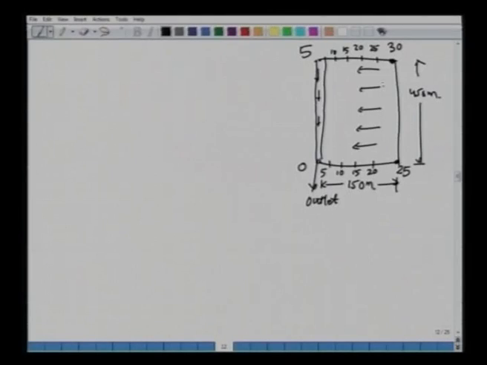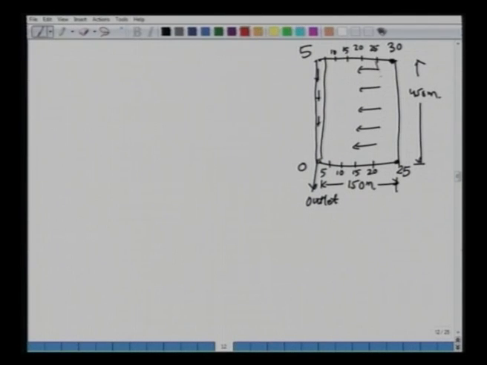Isochrones are the lines joining equal times of travel. So, now you have 2 points in the catchment which have equal travel times. You have 25 here and 25 here, 20 here and 20 here. So, all you need to do is just join these points. Let me try and do that.